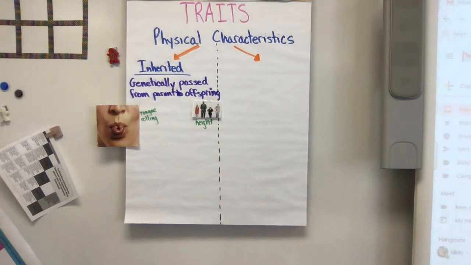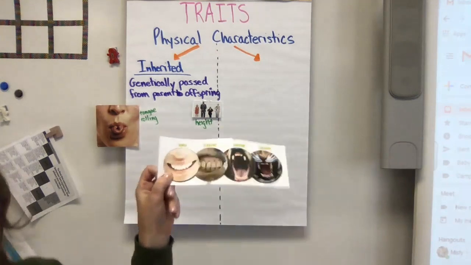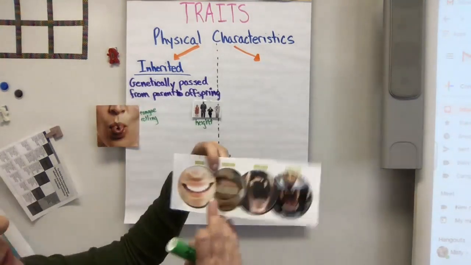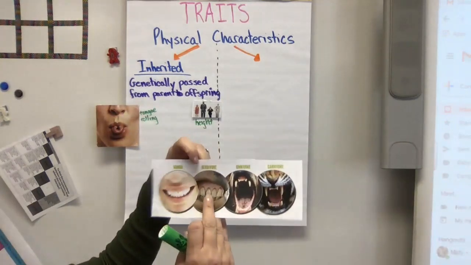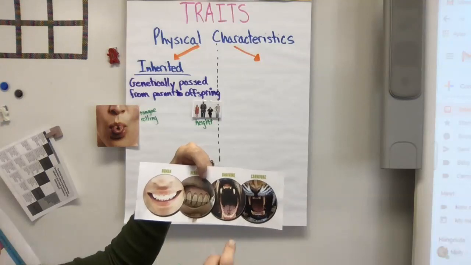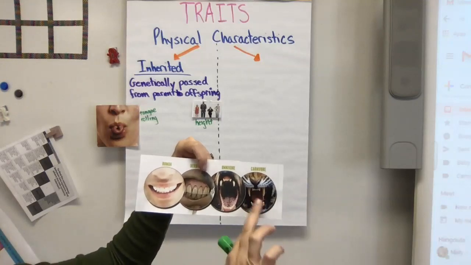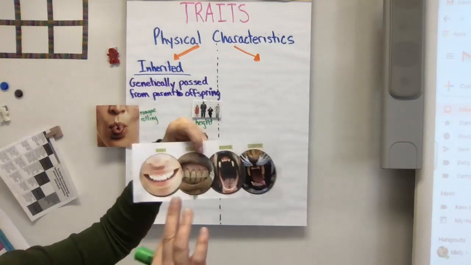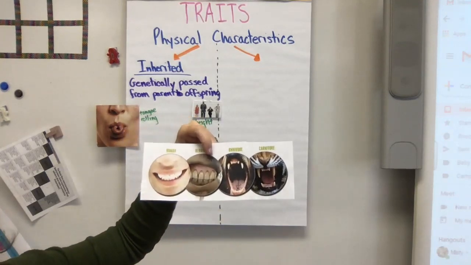Here's another inherited trait. We have teeth. These are the types of teeth someone has. Humans have this type of teeth. Horses have this type of teeth. This is, I think, a bear, and it has that type of teeth, and a carnivore has this type of teeth. They all have different types of teeth, but they get them from their parents.